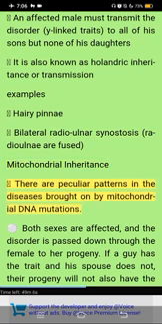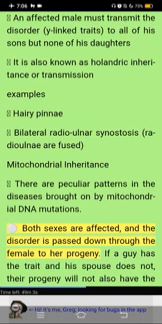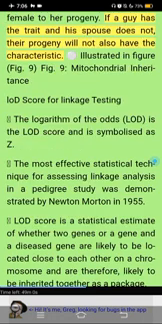Mitochondrial inheritance. There are peculiar patterns in the diseases brought on by mitochondrial DNA mutations. Both sexes are affected, and the disorder is passed down through the female to her progeny. If a man has a trait and his spouse does not, their progeny will not have the characteristic. Illustrated in Figure 9. Figure 9. Mitochondrial inheritance.